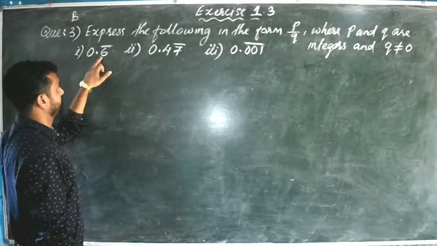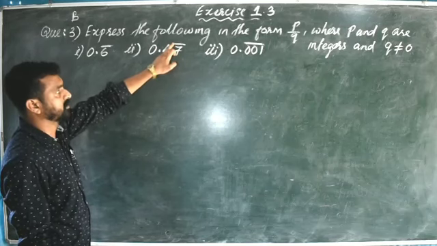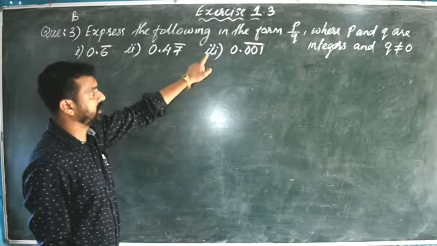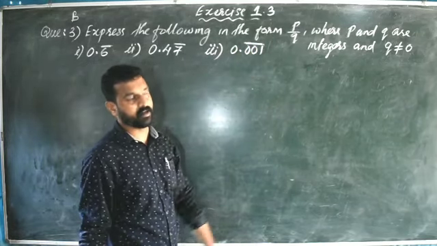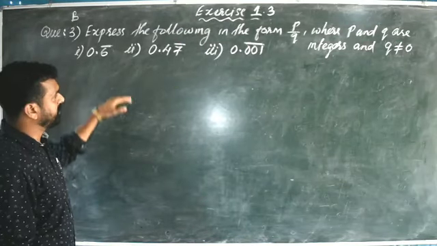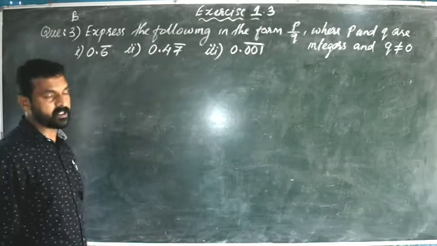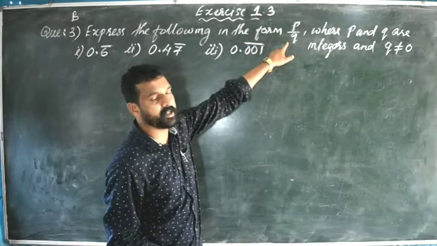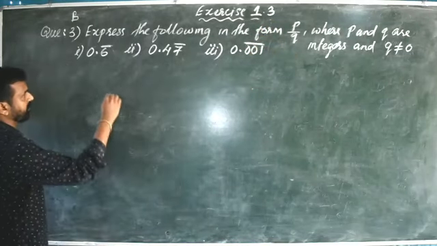First question, 0.6 bar. Second one, 0.47 bar. 7 only bar. 4 is not repeating, 7 only is repeating. Third question, 0.001 bar. We have to express it in the form of P divided by Q. We know that non-terminating recurring decimals are rational numbers, so we can make them in the form of P divided by Q. Let's see how.